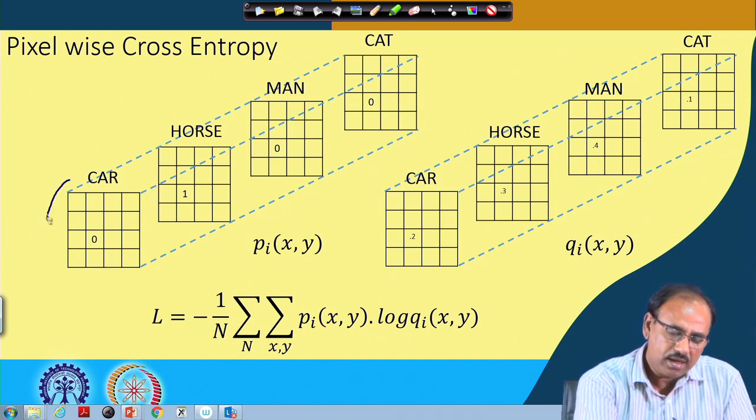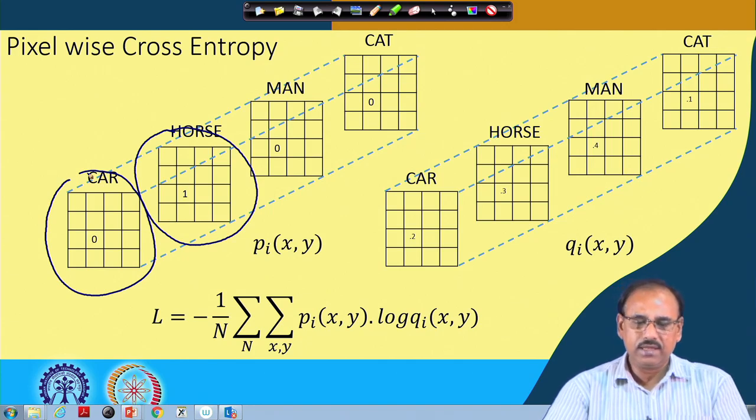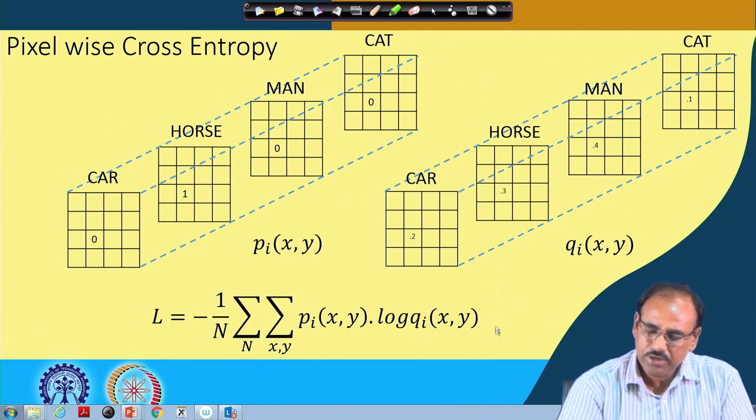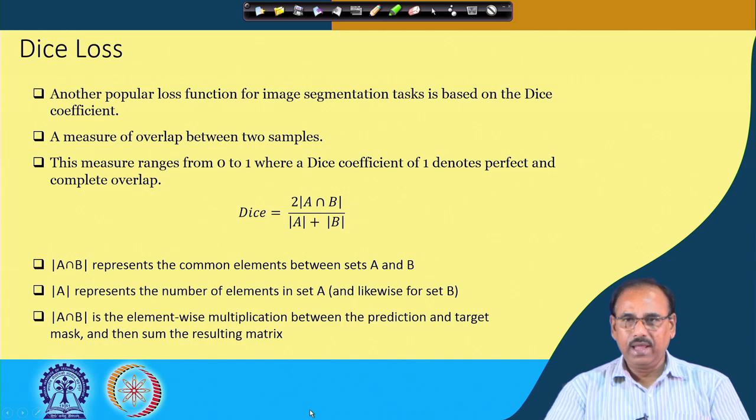So, this plane corresponds to car, this plane corresponds to horse, and so on. If I consider those to be different planes, then when I try to compute this dice loss, in every plane I try to find out the amount of overlap between the target and the actual array that you are getting, and based on this overlap you compute a loss. That is what is given by what is known as the dice coefficient.